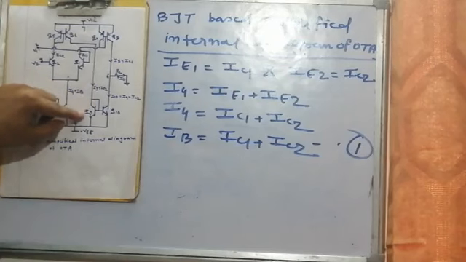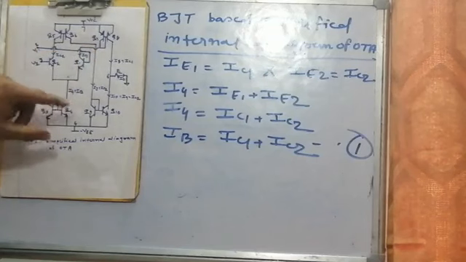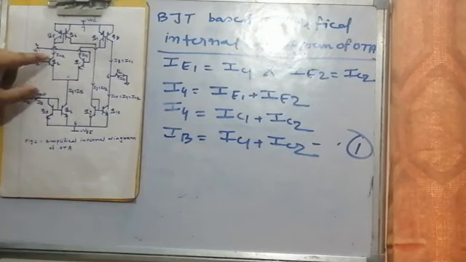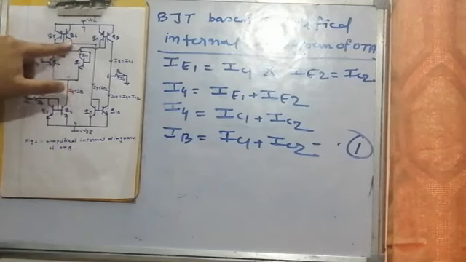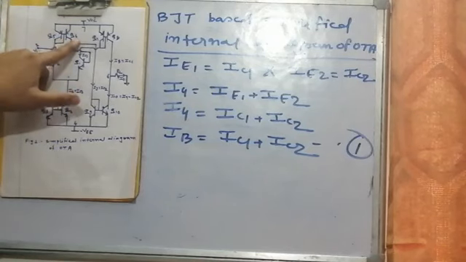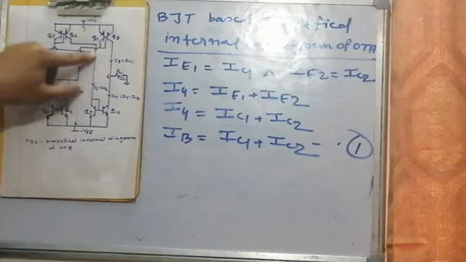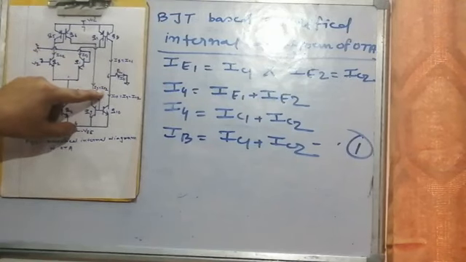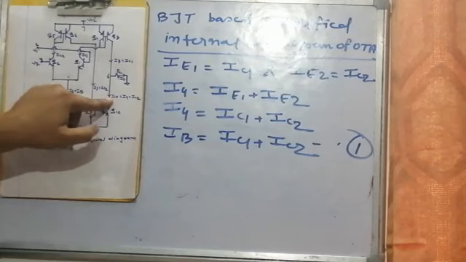The collector terminal of transistor Q9 is connected with the collector terminal of transistor Q6. And how much current will flow in Q6? If IC2 current is flowing in this branch, it means the same current will flow. So we can say I9 equal to IC2, and from the concept of current mirror, the value of current I10 equal to I9.